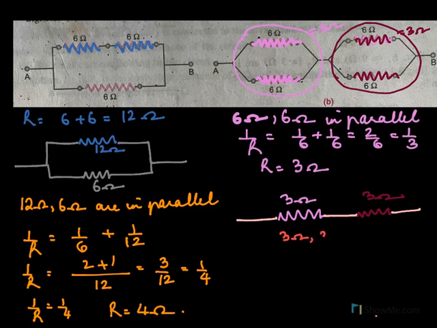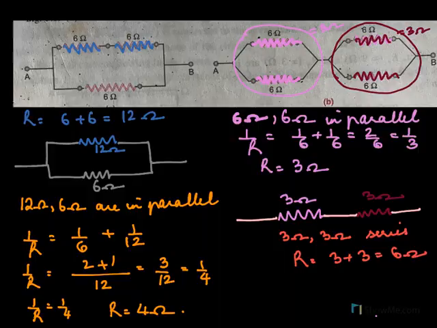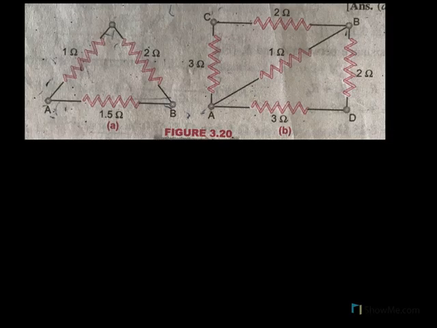Now both of these, 3 ohms and 3 ohms, are connected in series. So the resultant is 3 plus 3, that is 6 ohms. Now we need to calculate the effective resistance in these two circuits.